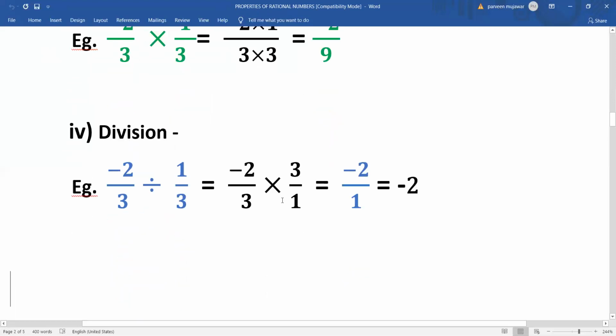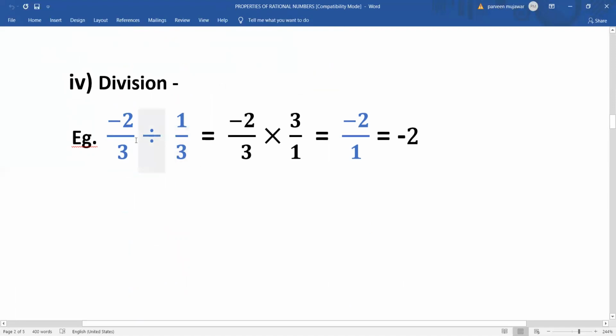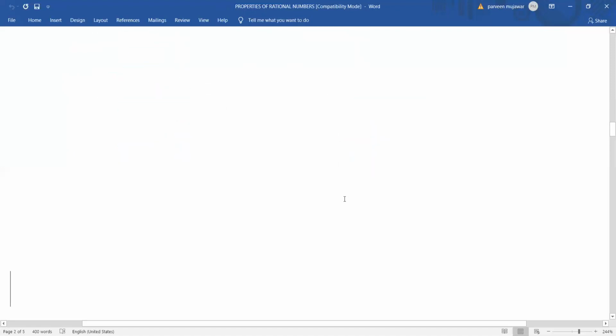This was for multiplication. Now check division. Your main sign is division here. I have highlighted in blue. Minus 2 upon 3 is a rational number. 1 upon 3 is also a rational number. When both are divided, here I have taken the reciprocal. 1 upon 3 will become 3 upon 1. When it is multiplied, you get the answer minus 2 upon 1. I have written the simplest form. Minus 2 upon 1 is again a rational number. So when two rational numbers are divided, you get back a rational number again. So division is also closed under rational numbers. So this was closure property.